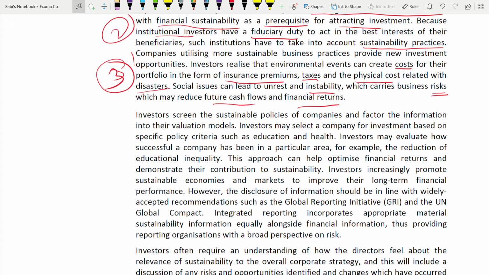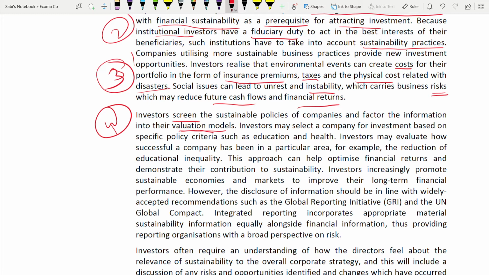Fourth, screening. The screening process helps to screen the companies. It's easier. If you want to invest in a company which is sustainable, you can easily screen out the ones who are not being sustainable. You are not going to invest there. Okay? You factor the information into their valuation models. When you're going to value the company, you can put this factor into your model and value the company.